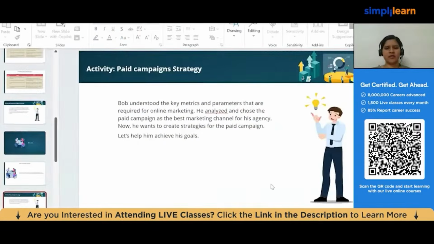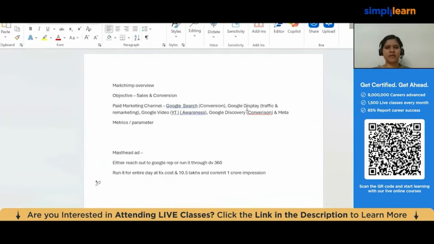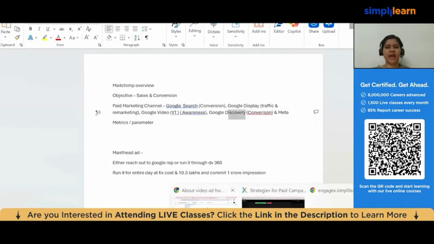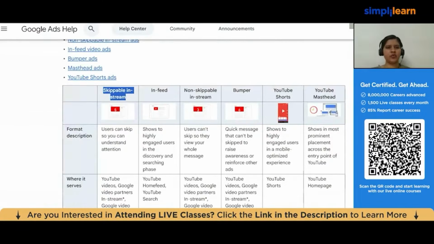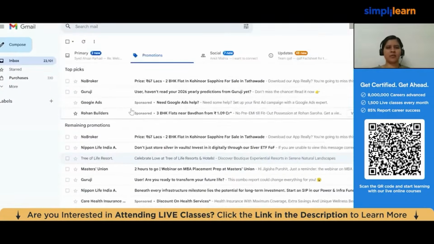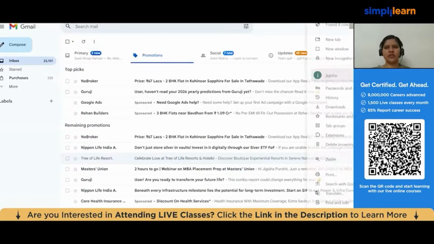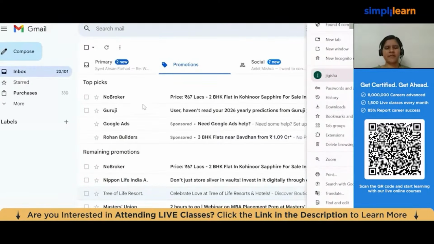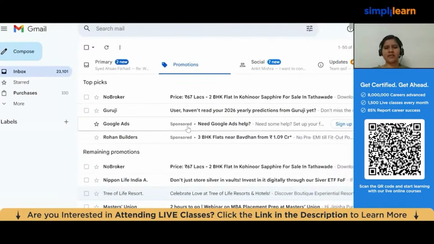And what was next? Have we discussed search, display, video? You have discovery ads as well. Let me just show you right now, if it appears for me. Yeah, this one, can you see? In your Gmail as well, where you see sponsored, this is done through Google Ads, and this ad is called a discovery ad. Discovery ads appear in your Gmail promotion section, and it specifically says sponsored like this.